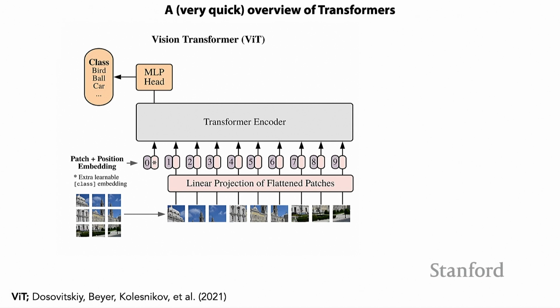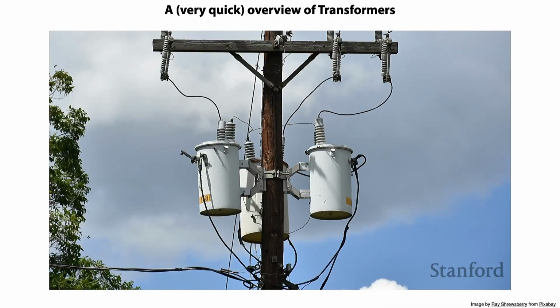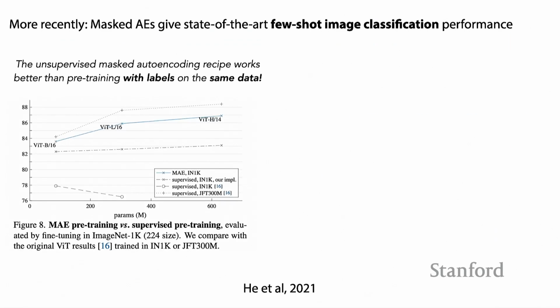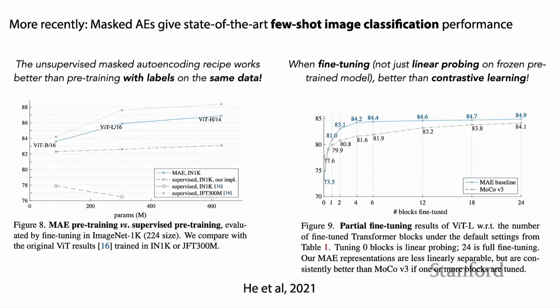Yeah? Can you go back a couple of slides? Any intuition behind why contrastive learning doesn't perform as well as masked autoencoders for fine-tuning?